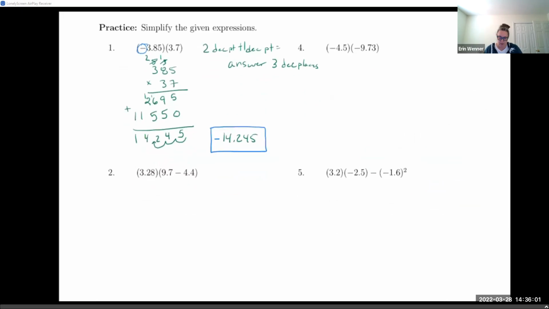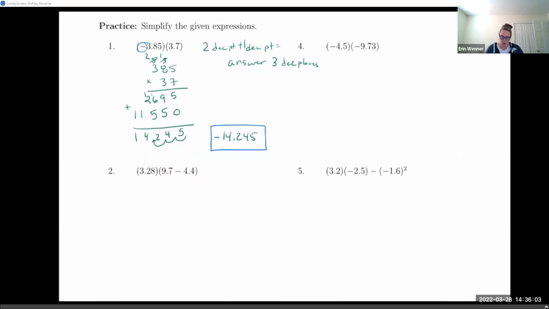So if we look at number 4, I want us to do number 4 before we go down to number 3. So go ahead and multiply those numbers in number 4 and send me your answer in a direct message.